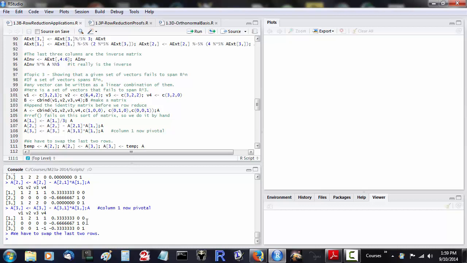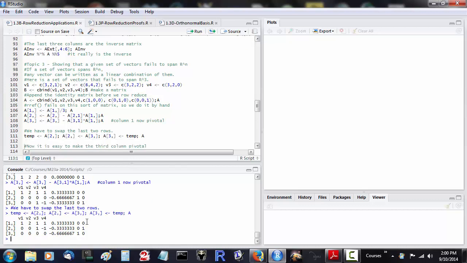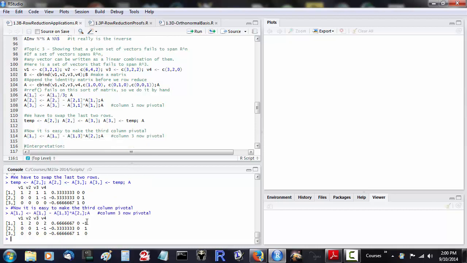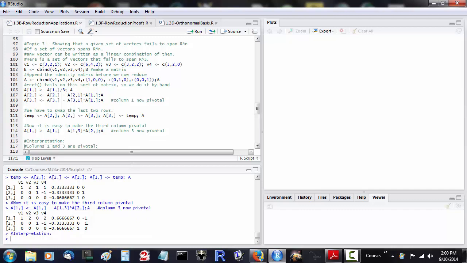The second row starts with lots of zeros. The third column is going to be pivotal, but we want the pivotal one in the second position, so we swap the last 2 rows, and now we are in business. We complete the job of making the third column pivotal, and now interpret the result.